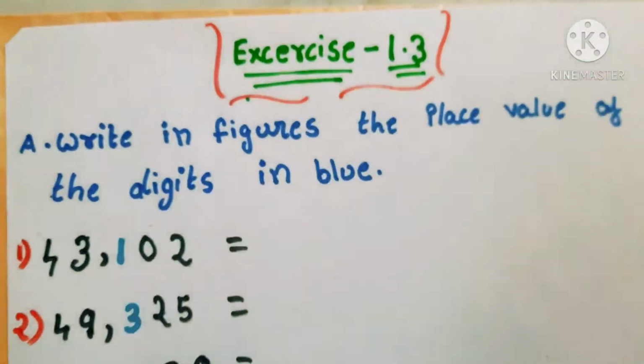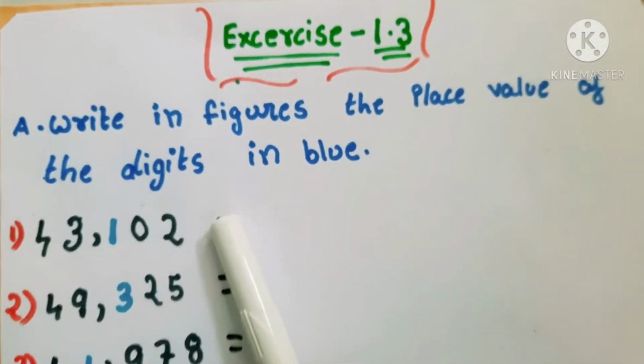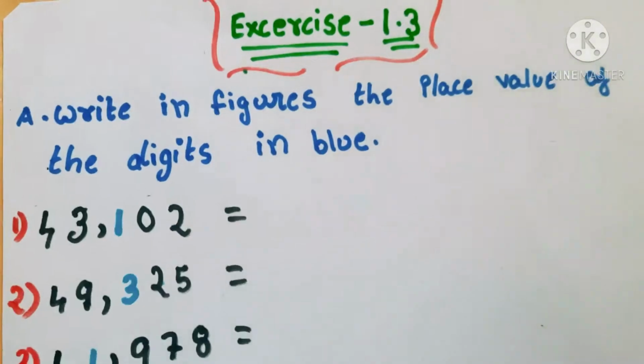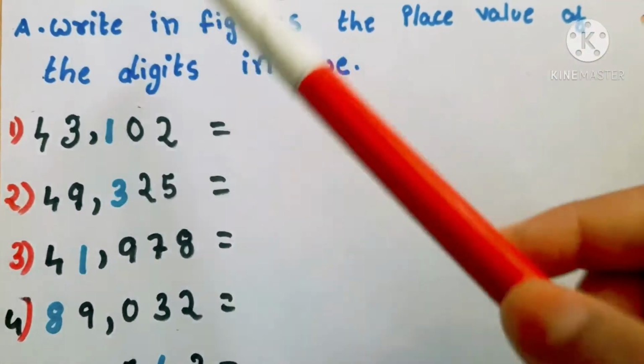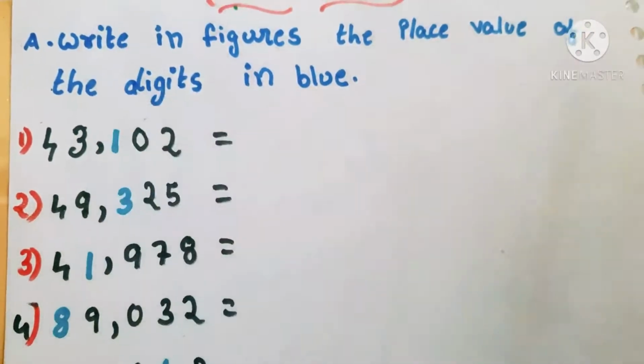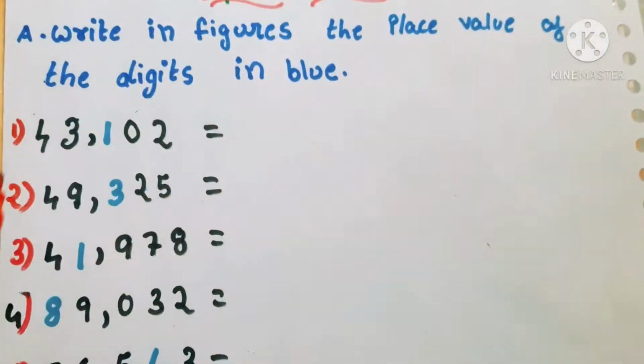Okay, so here we have: write in figures the place value of the digits which are in blue color. So here you have all the numbers. In each number you have a digit in blue color, so you have to find the place values of them. So let's count the first one.